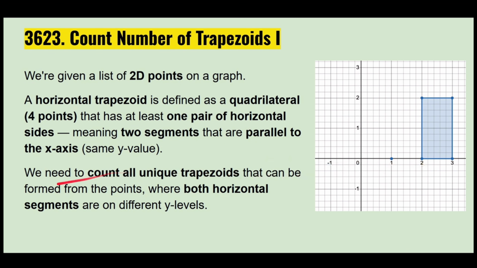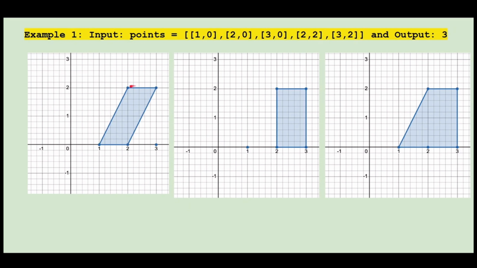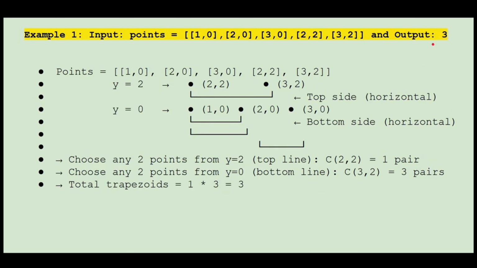And so we need to count all unique trapezoids that can be formed from the points where both horizontal segments are on a different y level. That is why, with a different y level, you can see y is different here. In all of these 3 cases, the y value is different, so we have to count all these trapezoids and return how many we have formed with these points.